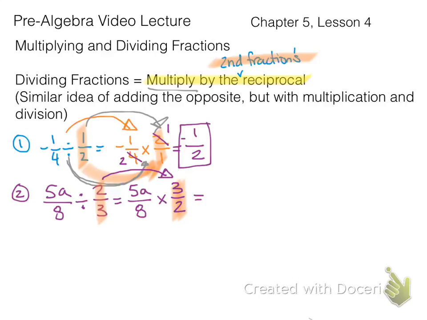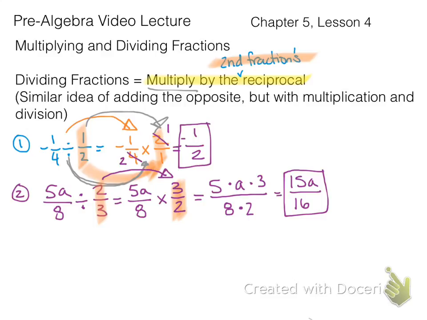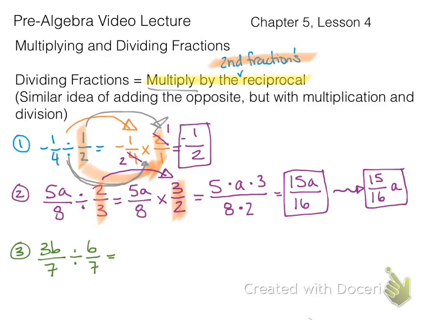Okay, so again, we're multiplying by the reciprocal. So it's going to be 5a times 3 over 8 times 2. There's nothing we can simplify at the top and the bottom, so we're just going to have to multiply like terms. 3 and 5 are like terms. 3 times 5 is 15. 15 times a is 15a. All over 8 times 2, which is 16. And that does not simplify any further, though you can rewrite it as 15 over 16 times a, or 15 over 16a.